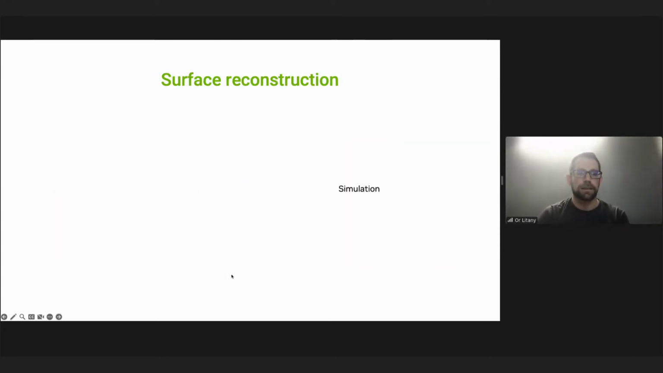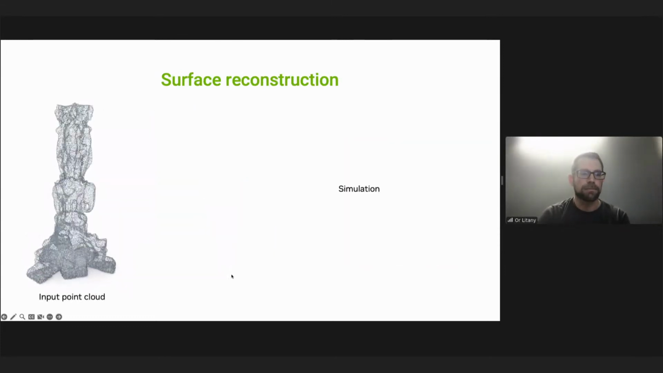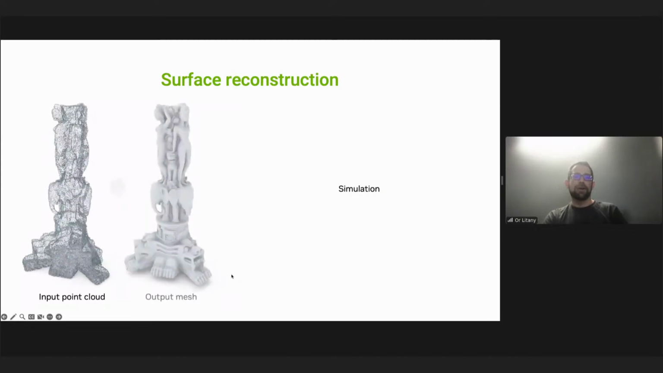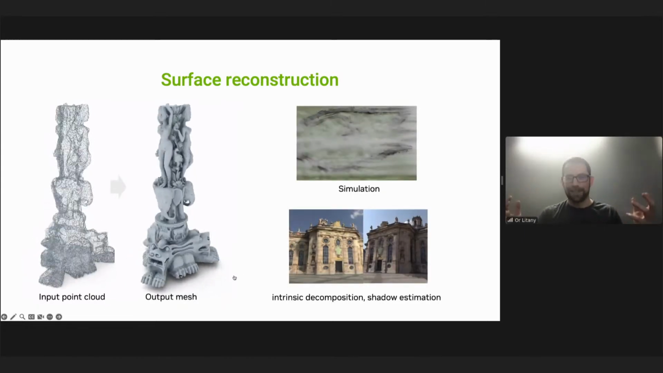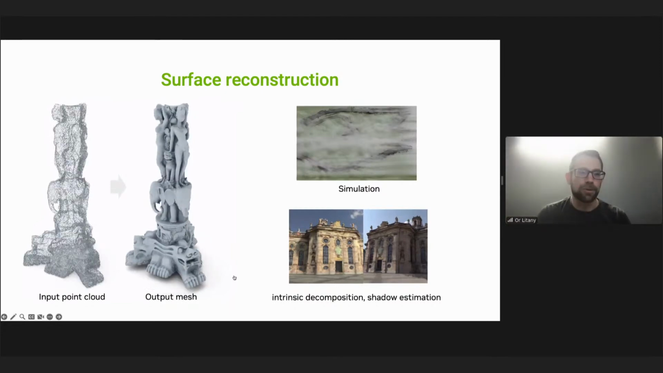Now, of course, this is by no means, sorry, a bug here, but this is by no means only for AV. Surface reconstruction is a long-standing problem in computer vision in general, and scanning objects and being able to get a nice surface out of them is very useful for many applications, including putting them in some simulator. Again, we talked about light and intrinsic decomposition and shadow estimation, which are also useful applications.